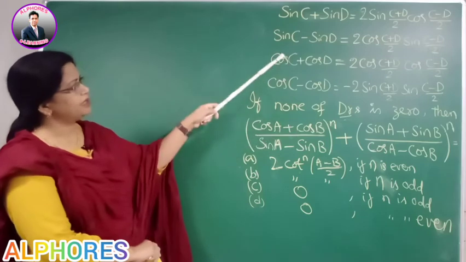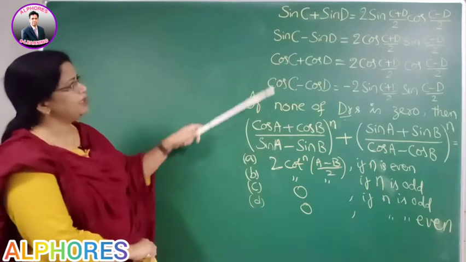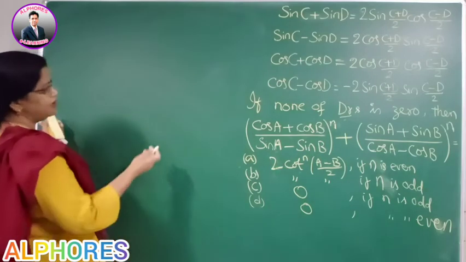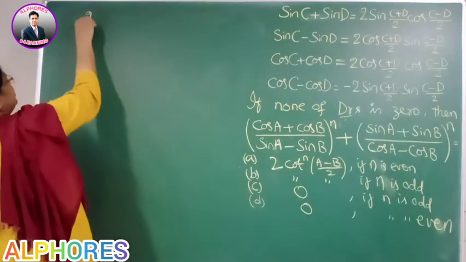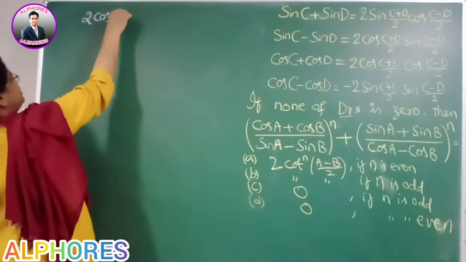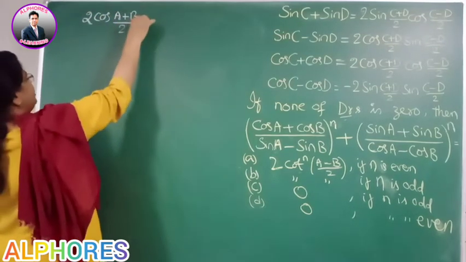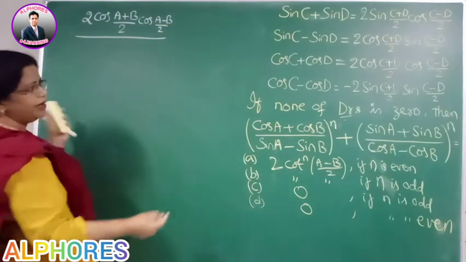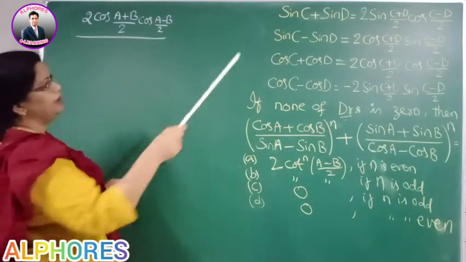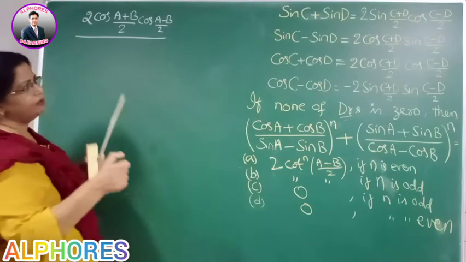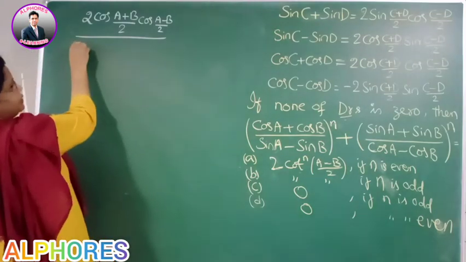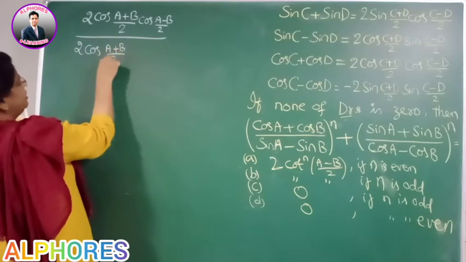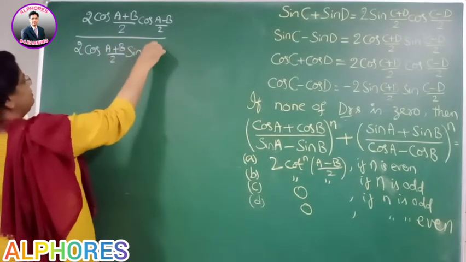The cos C plus cos D formula is here, and the sin C minus sin D formula. Let us write the formulae here. First, cos A plus cos B is 2 cos (A plus B)/2 into cos (A minus B)/2, divided by the denominator sin C minus sin D. For the denominator we write this formula: 2 cos (A plus B)/2 into sin (A minus B)/2.